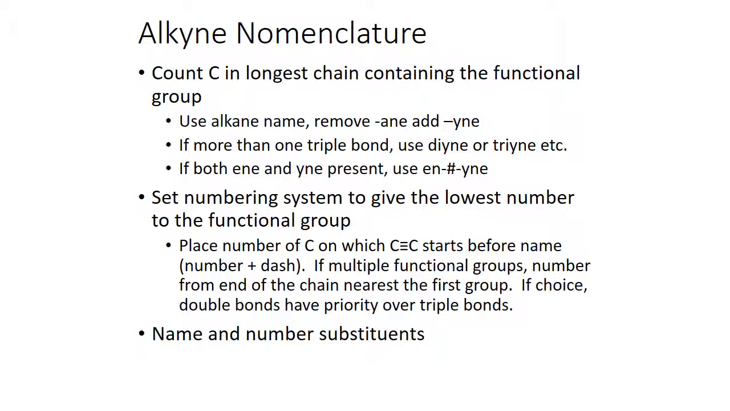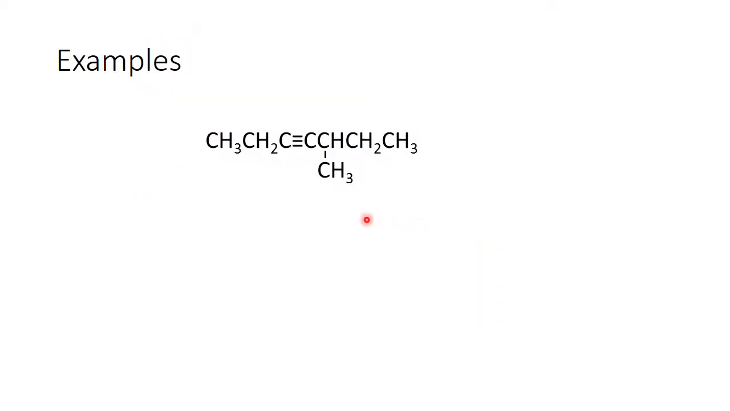And then, of course, you would name and number the substituents. Here's an example of simple nomenclature with an alkyne. This is an internal alkyne, not a terminal alkyne. Terminal means it's on the very end. Internal means it's in the middle of the chain.